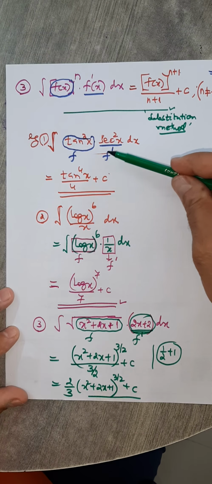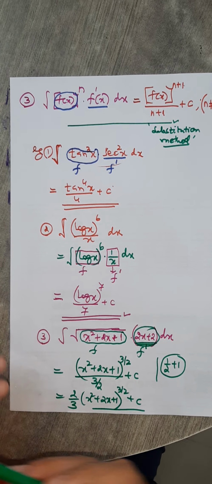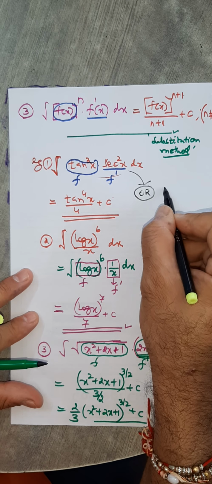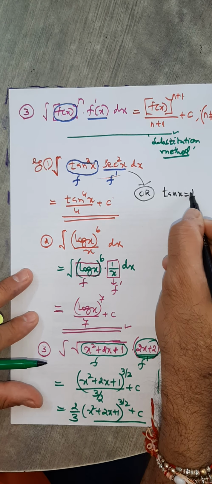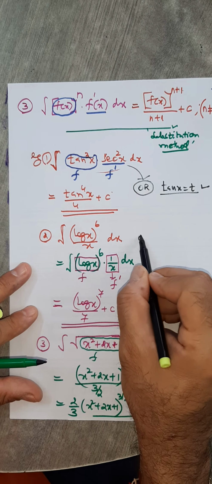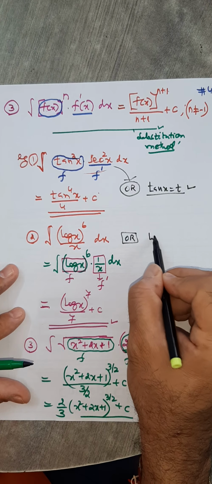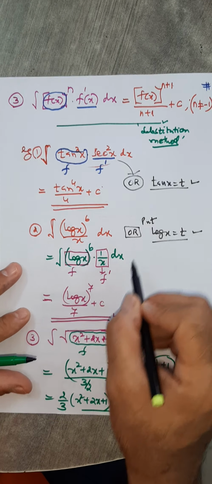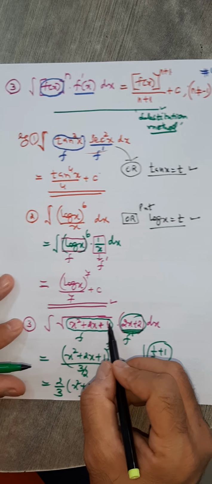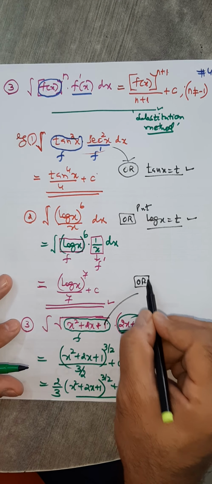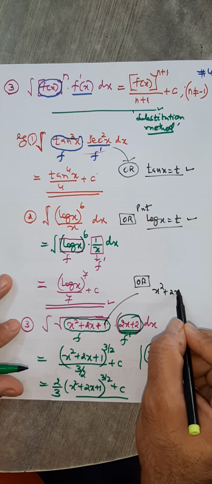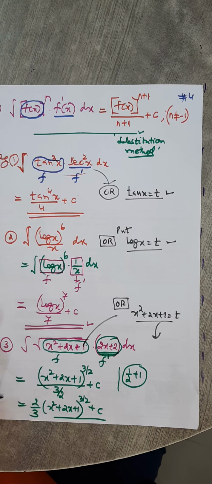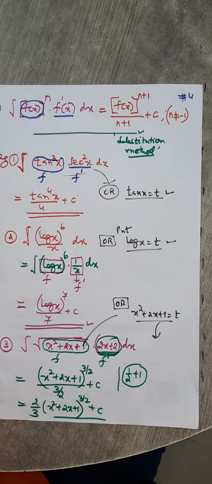Remember, all these questions you can do by substitution as well. If you want to do it by substitution here, you can put tan x equals t. Try it now. I did 3-4 examples. If you want to do it by substitution here, try log x equals t. You can do it. Put log x equals t here. For the third question, alternatively, put x squared plus 2x plus 1 equals t and go ahead. So these questions you can do by substitution as well, but I'm just stating the direct formulas.